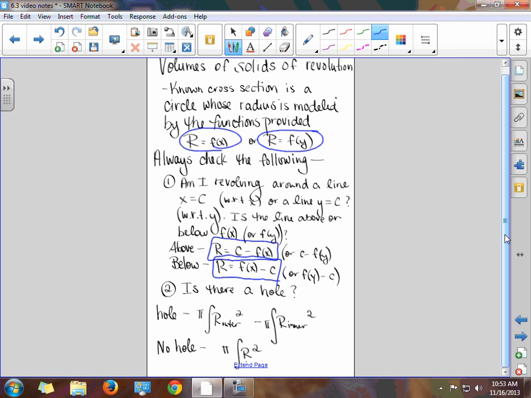Another question you could ask yourself is, is there a hole? And if there's a hole, then you calculate the volume of your hole, and then you subtract that from the volume of everything on the outside.